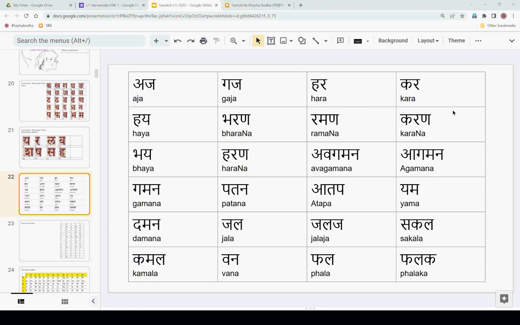Haya, second line. What is the meaning? Neck, sir. Yeah. Horse. Haya. Horse. Bharana means generally fulfilling, supporting. Ramana.